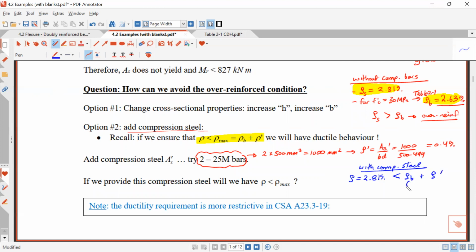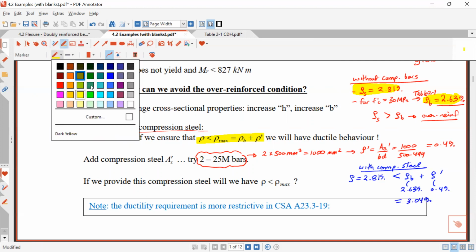If I look at rho balance, this is 2.63%, and rho prime, how much is it? Is it 0.4%? Yes, 0.4%. So the total here is 3.04%, right? If you look at this here, we compare these two numbers.